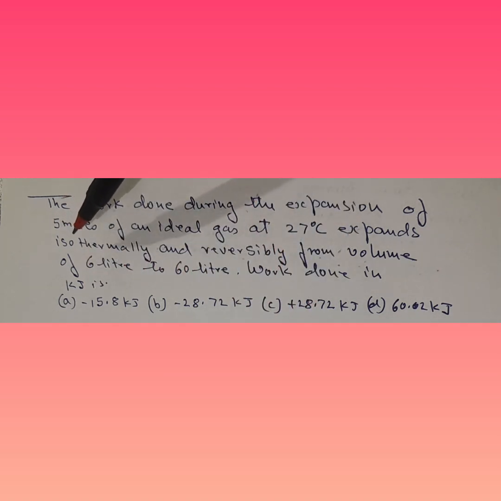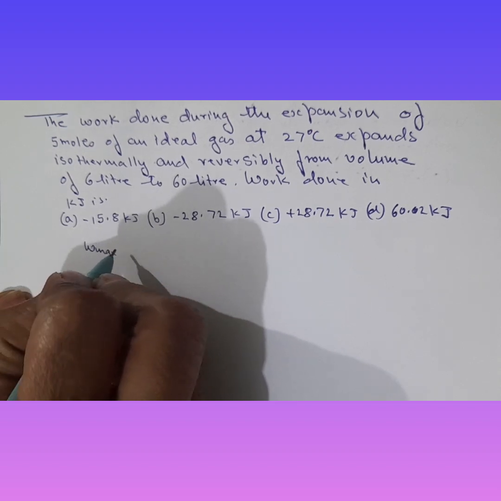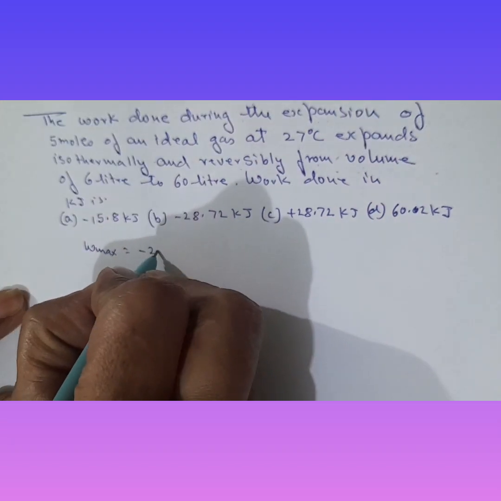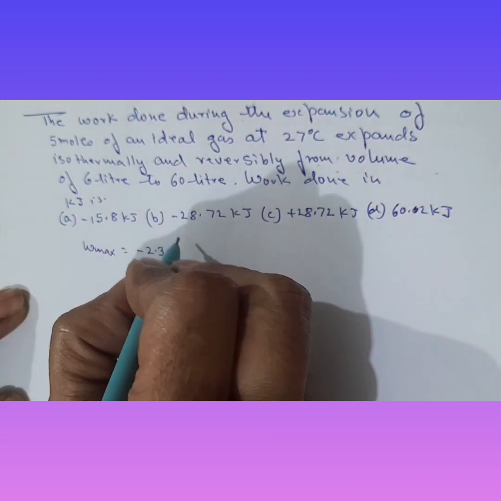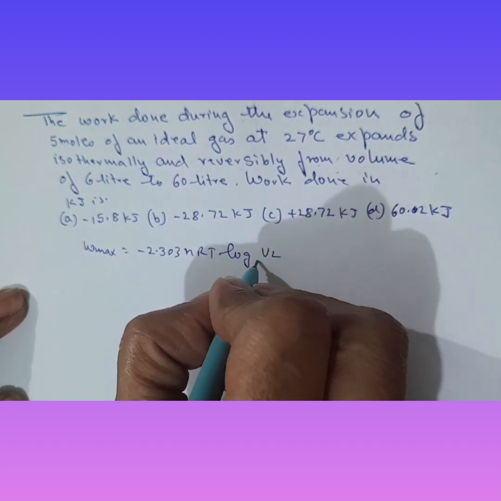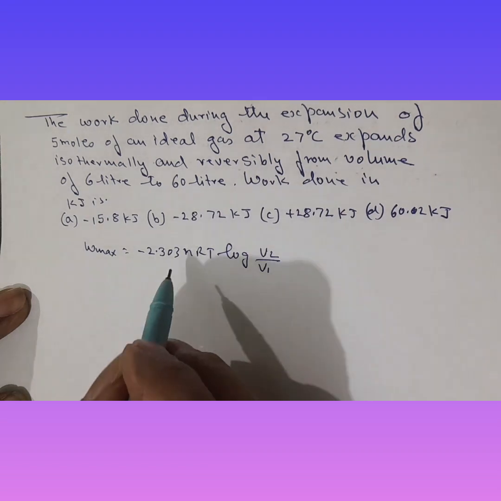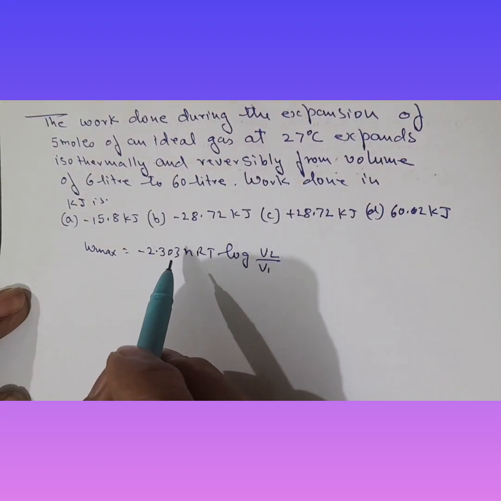Now we know what they want is isothermal and reversible work. So first of all we would jot down the formula for work done isothermally and reversibly. W max work done is equal to minus 2.303 nRT log final volume upon initial volume. Why not just substitute the values that have been provided.